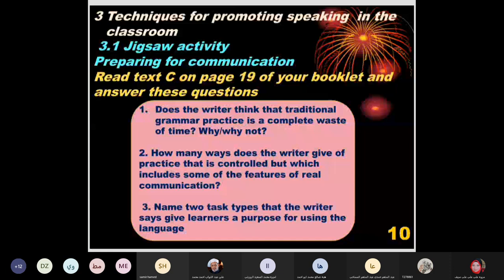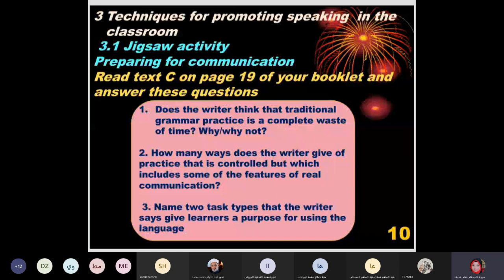Does the writer think that the traditional grammar practice is a complete waste of time? Why? Why not? The writer says it doesn't mean that traditional grammar practice is a waste of time. On the contrary, it's a very useful way of practicing the structure. But this kind of practice alone will not prepare learners very well for real communication in English. That may be achieved by giving practice that's controlled, but which also includes some of the features of real communication.